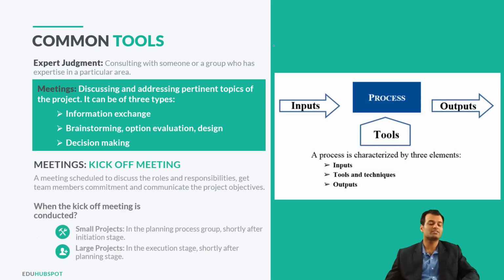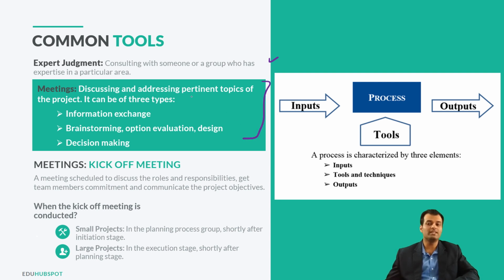Then we have some of the tools which would be used in almost all of the processes. The first one is expert judgment, which is consulting with someone or a group who has expertise in a particular area. For example, I use expert judgment a lot in my organization while helping my students. A lot of people look up to me for answers to some of the doubts they have. That's expert judgment. I am an individual who is helping them, providing my expertise to help them clear the PMP exam. That's expert judgment.